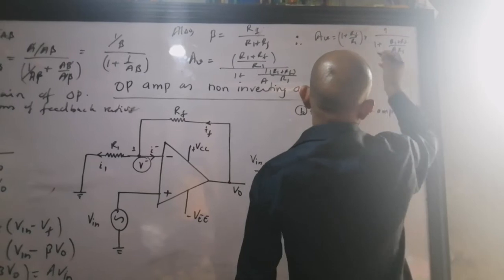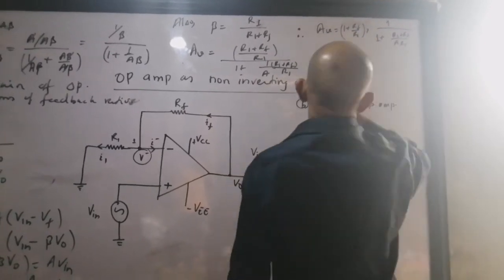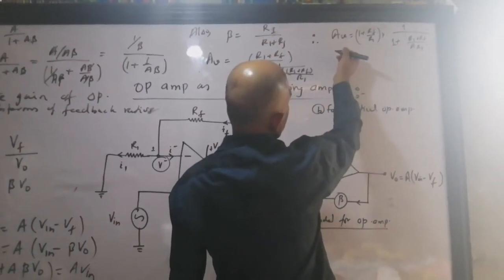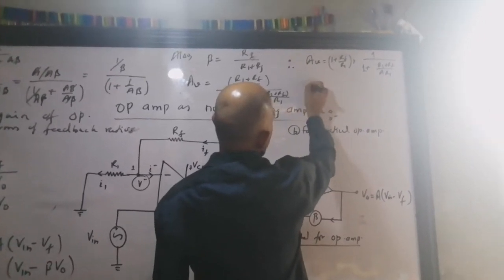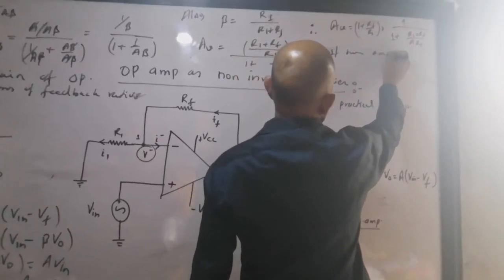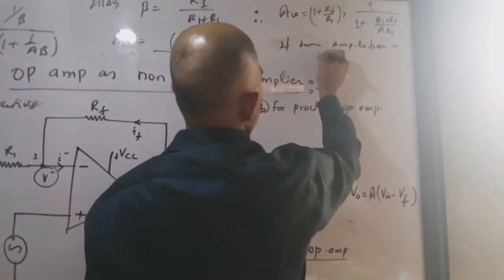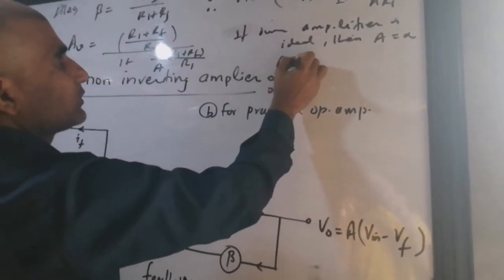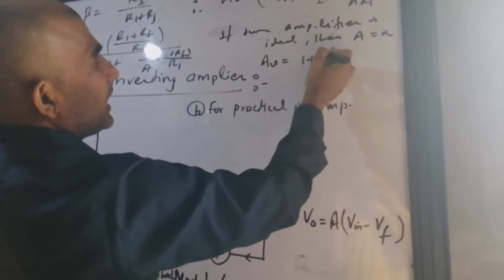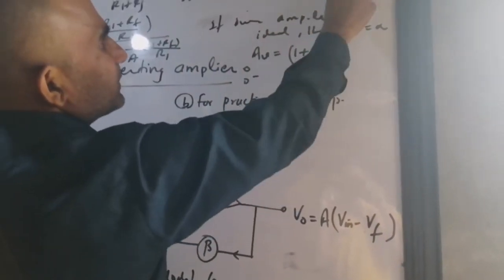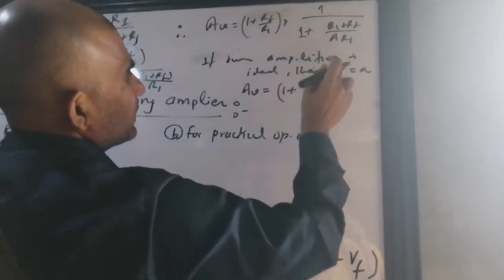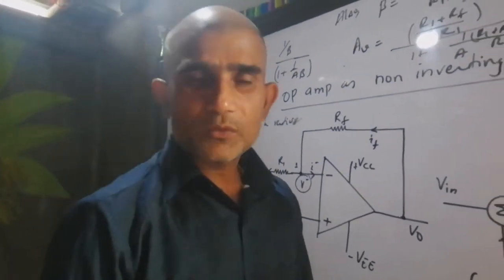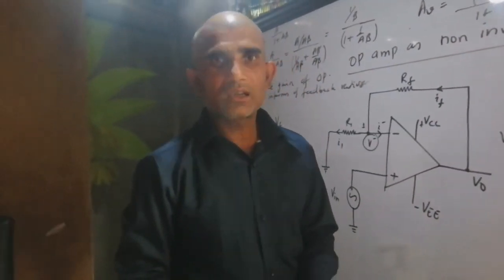If our amplifier is a practical, real amplifier, then we will get this gain. But as a special case, if our amplifier is ideal, then A equals infinity, and we get the same gain which we derived for the ideal operational amplifier, 1 plus RF by R1, since 1 by infinity is 0 and so 1 by 1 is 1. So this will be our gain. This is a special case. Okay, and so friends, we derived the gain for the practical operational amplifier as well as the ideal amplifier.